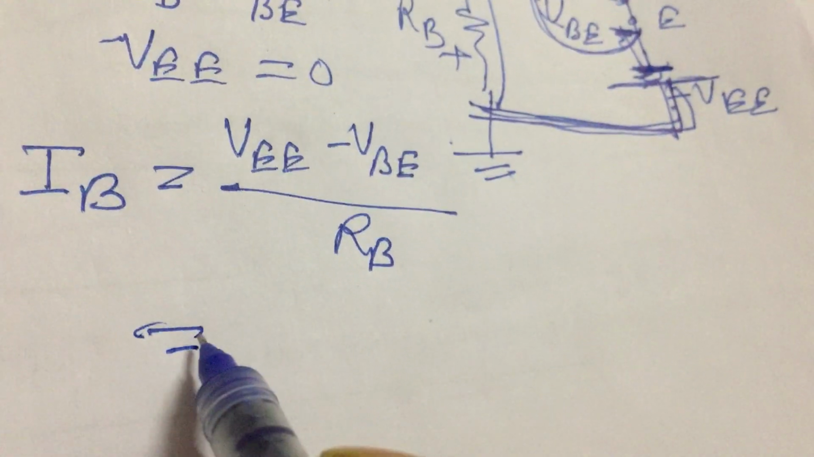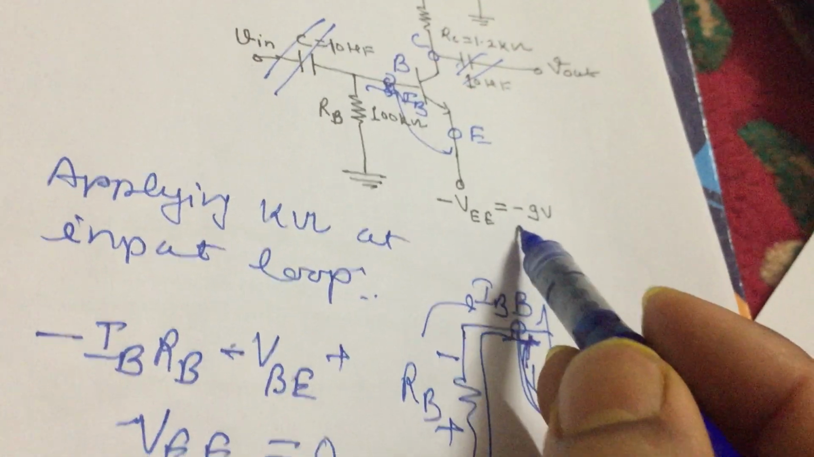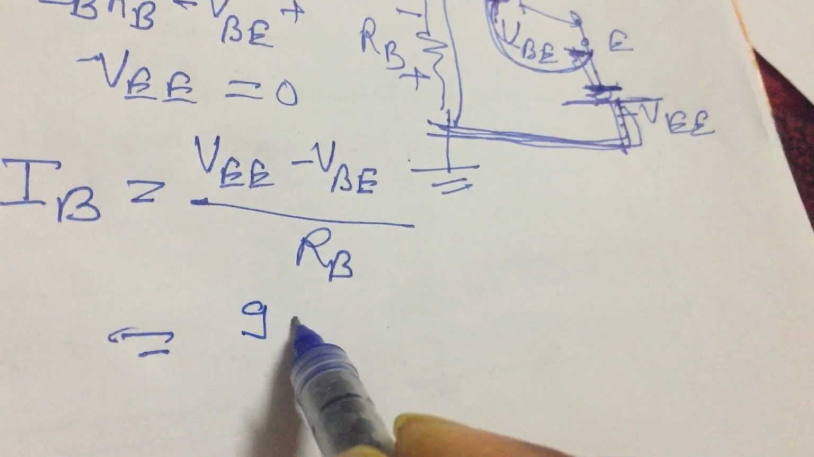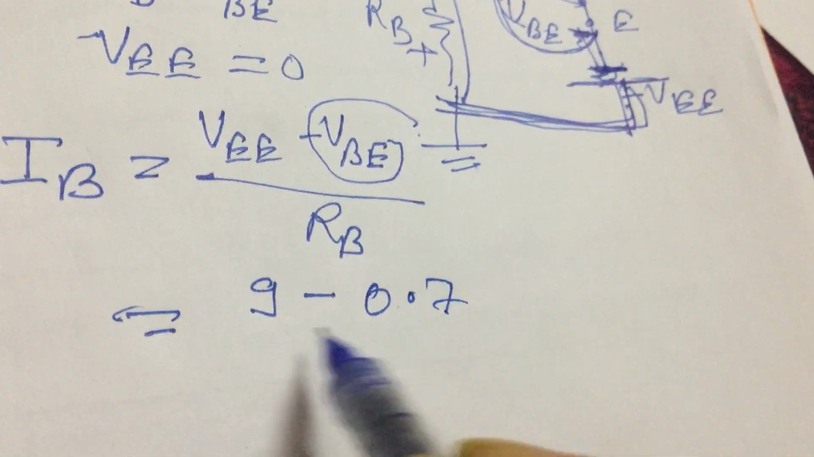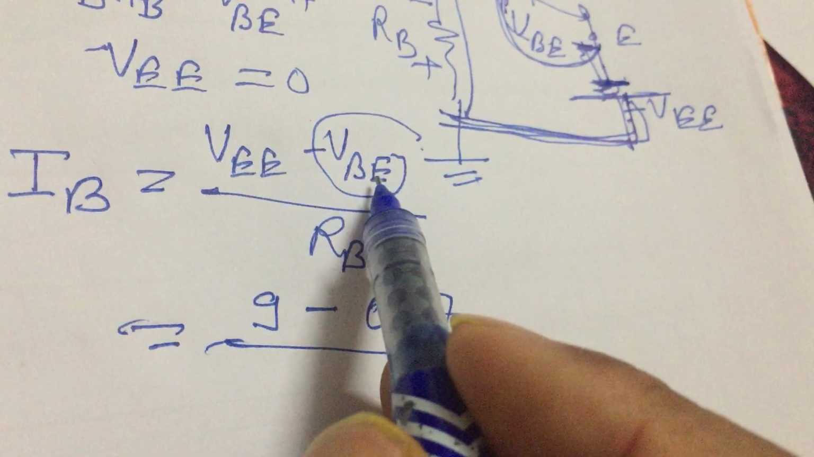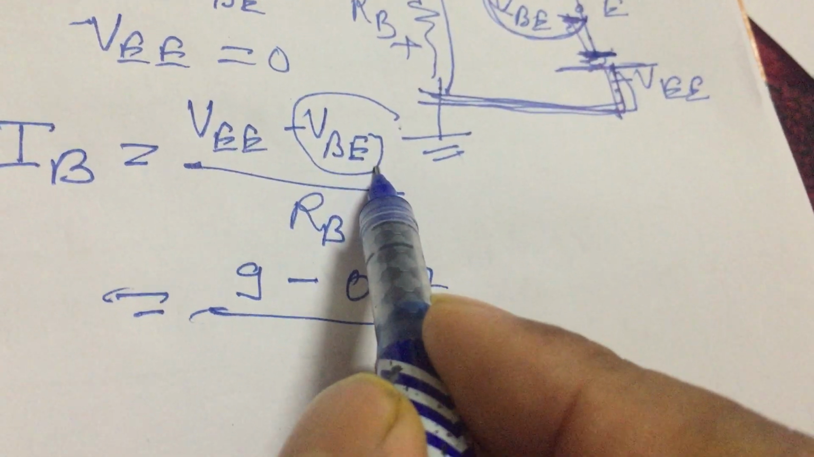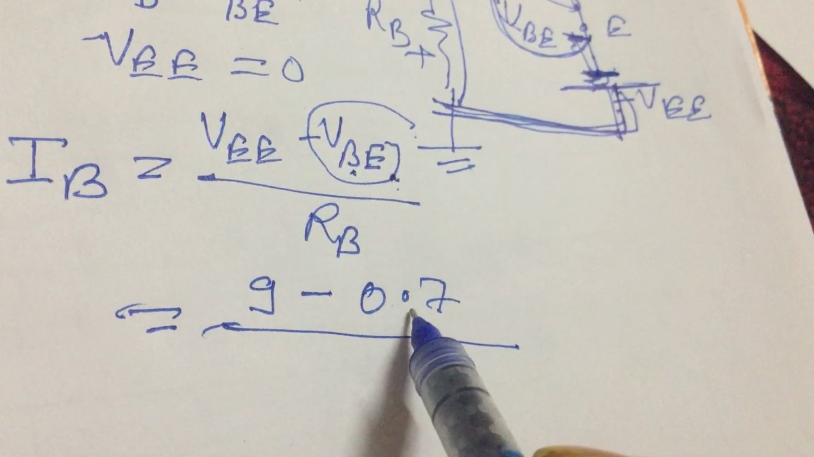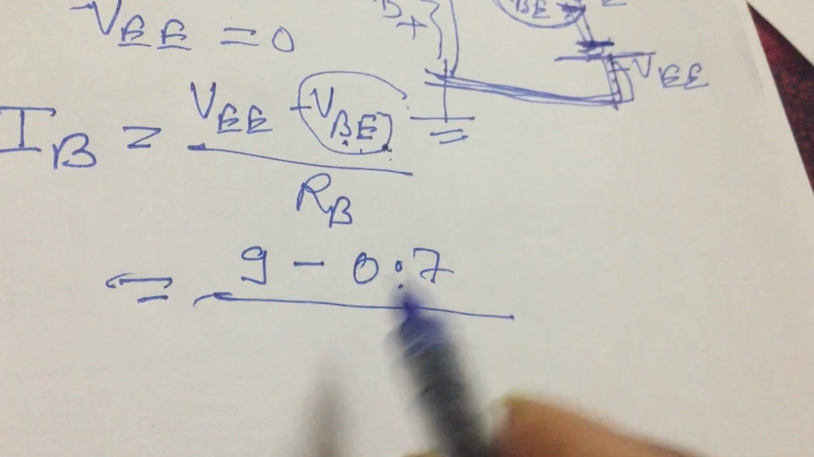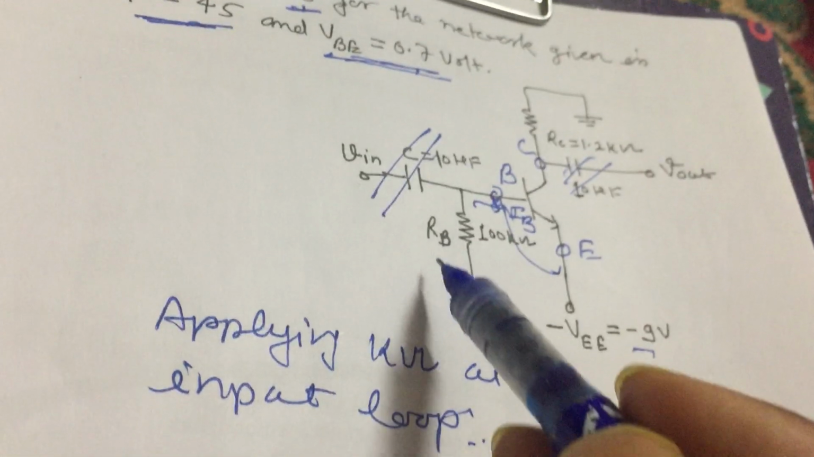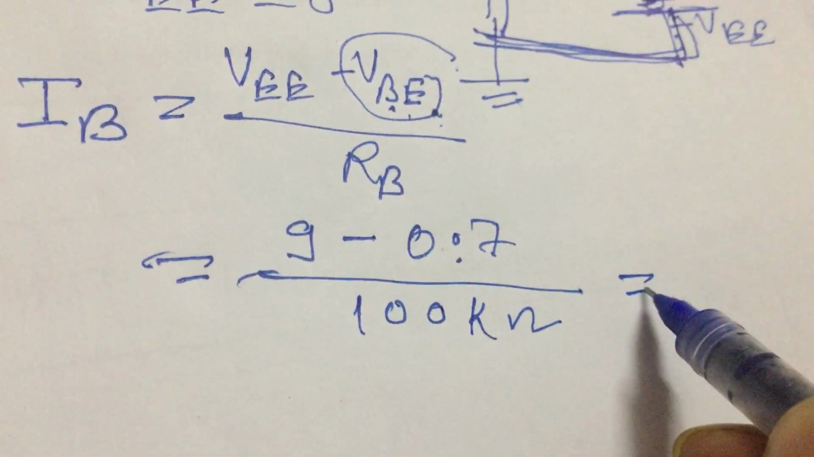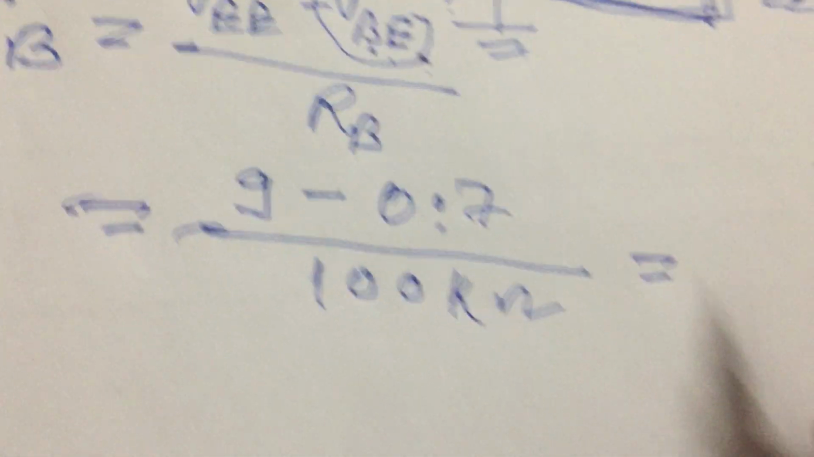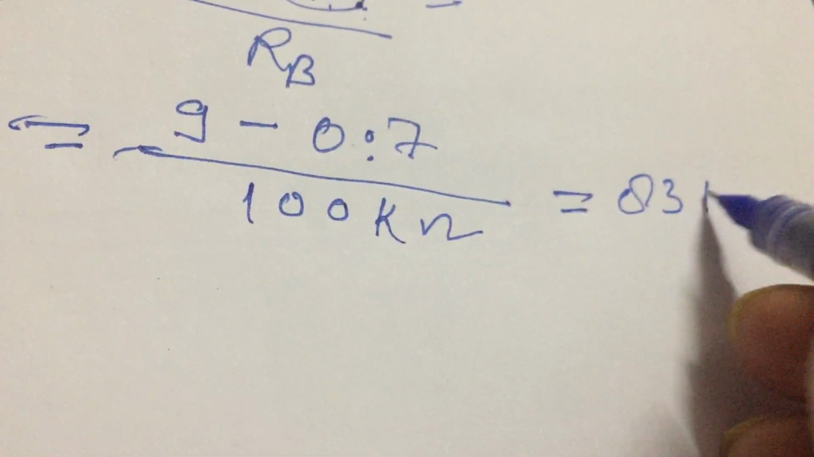In this question, VEE is given as 9 volts, and VBE is given as 0.7. Even if 0.7 is not given, we will still assume 0.7, because the base-emitter junction works as a forward-biased diode, and for a forward-biased diode we assume a voltage of 0.7. It is safe. And RB in this question is 100 kilo ohm. Now calculate this value, and it comes out to 83 microampere.